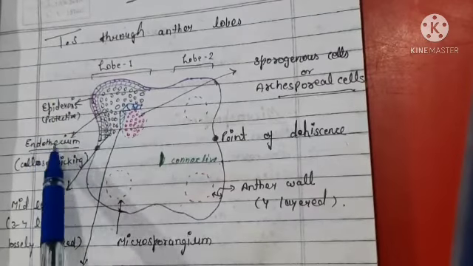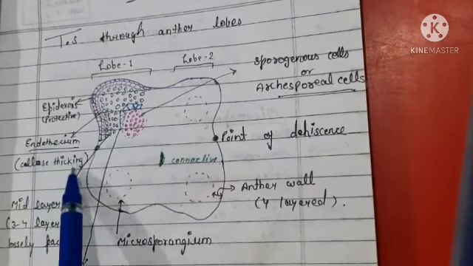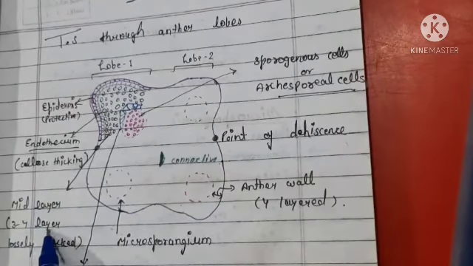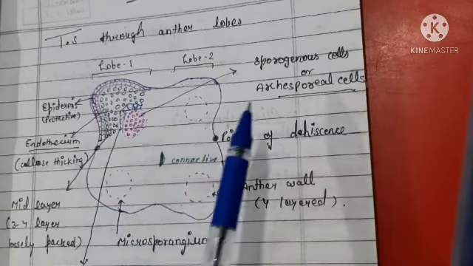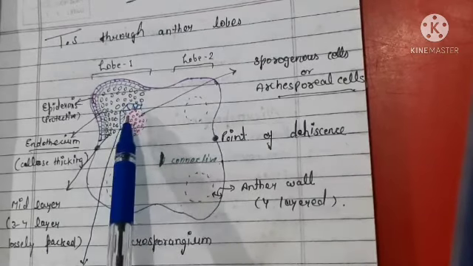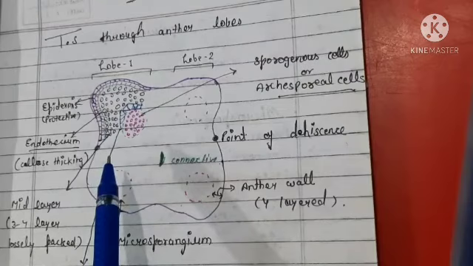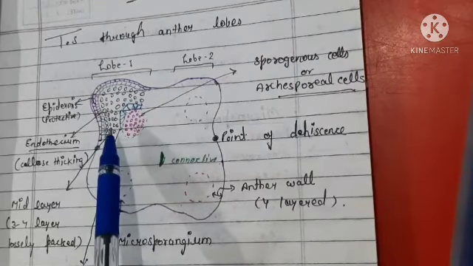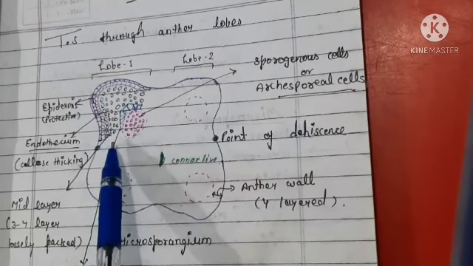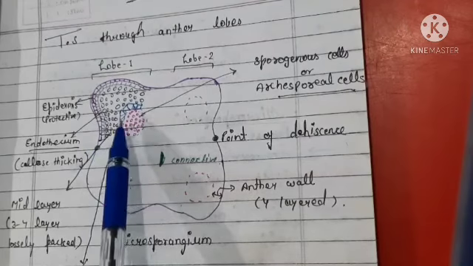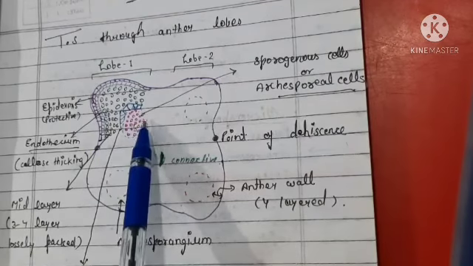Second layer is endothecium, that is made of callose thickening. After that, the third layer is the middle layer, that is 3 to 4 layers loosely packed. And after that there is tapetum. Tapetum is multinucleated, has dense cytoplasm and is pyramidal in shape. Okay friends. And after that, sporogenous cells.